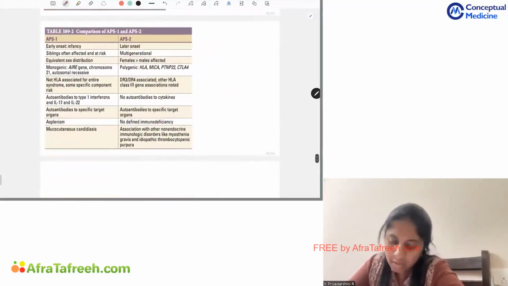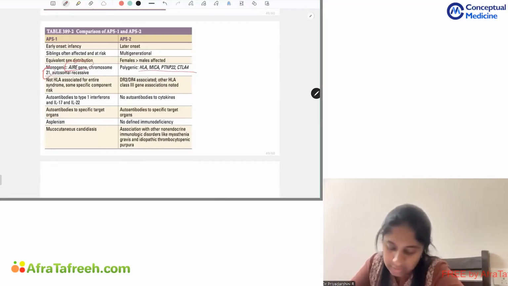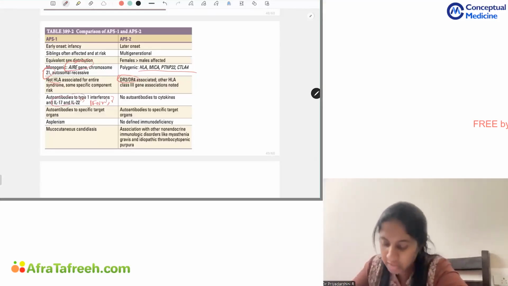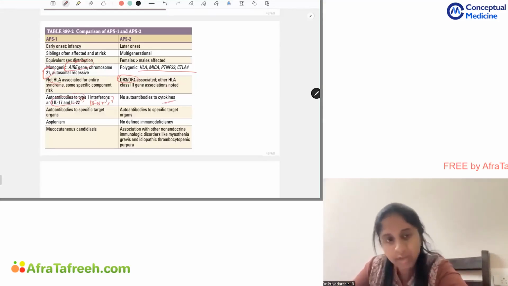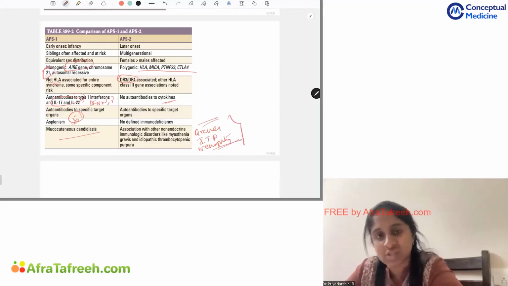When you compare early onset and later onset, siblings are often affected and are at risk. It's multi-generational, with equal distribution, though females are more affected. The AIRE gene, chromosome 21, you have all these genes involved. It's not HLA related in APS1; APS2 is predominantly associated with HLA polymorphisms. You have antibodies to interferon gamma and omega, and other interleukins affected here. In the other, there won't be antibodies to the cytokine elements; we have autoantibodies to specific target organs. Asplenism is very common here. Mucocutaneous candidiasis is a standout feature here. Here we have myasthenia gravis, idiopathic thrombocytopenic purpura, and you may have immune-mediated neuropathy manifestations. These are all the characteristic features in APS2.